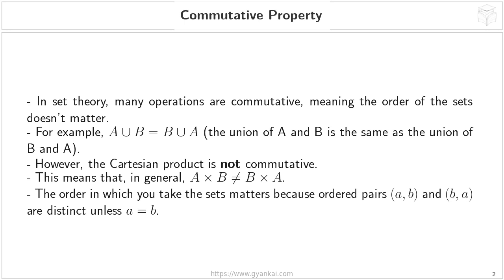Why is this? Well, the Cartesian product creates ordered pairs, and the order within those pairs is important. The ordered pair (a, b) is completely different from the ordered pair (b, a), unless a happens to be equal to b. If a and b are different elements, swapping their positions creates a different ordered pair, and therefore a different element in the Cartesian product.